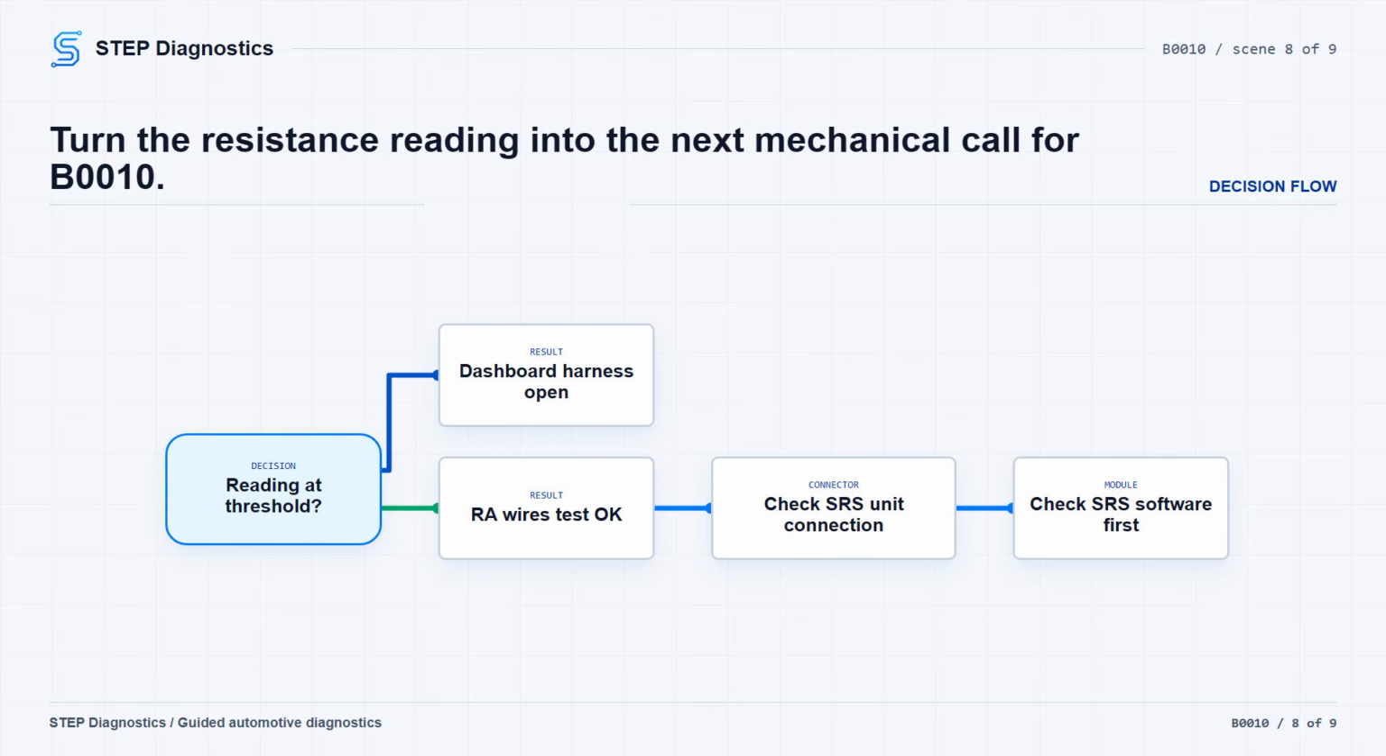If the resistance is not 1.0 ohm or less, the path identifies an open in the dashboard wire harness. Replace the dashboard wire harness, then clear the code.